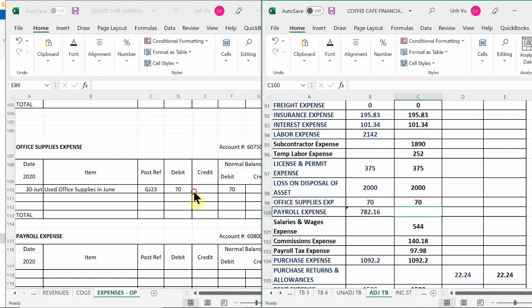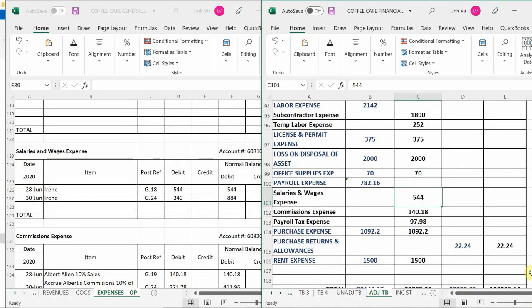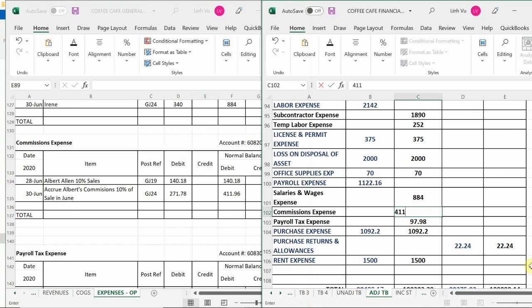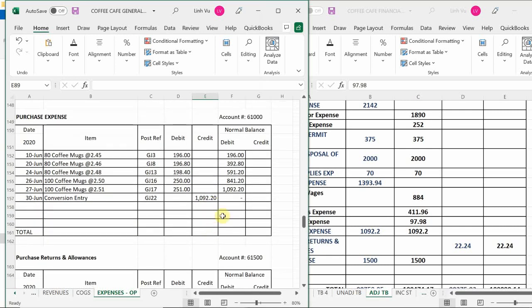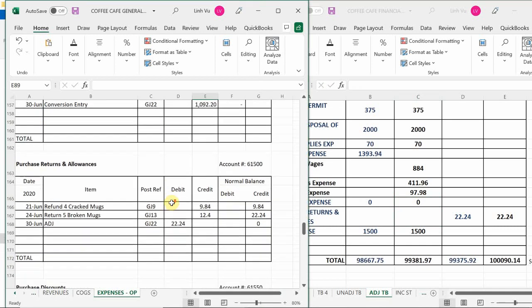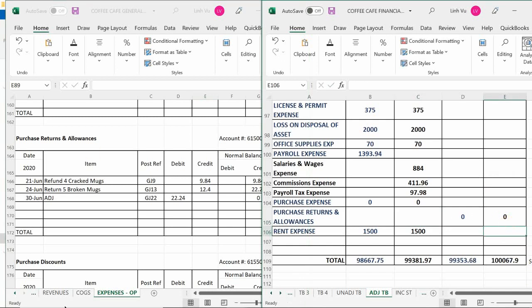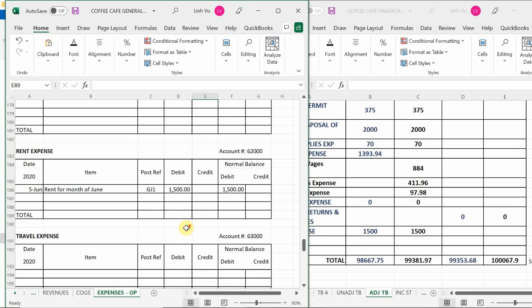Okay. Payroll expense, we changed our salaries and wages to be $884. Okay. Our commissions has also increased to $411.96. Okay. Our payroll tax liabilities are still $97.98 because we didn't figure those numbers out yet. Okay. Purchase expense is zero. Okay. My returns and allowances zero because we did the conversion entry, so those don't exist anymore. Okay, no purchase discounts. Rent expense is still $1,500.